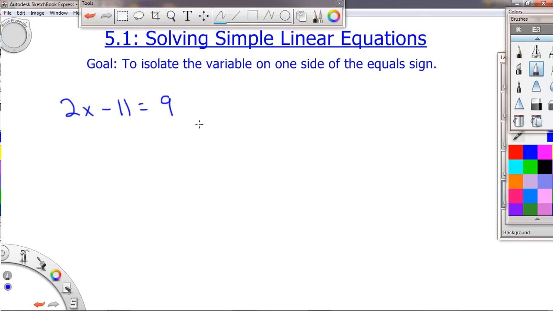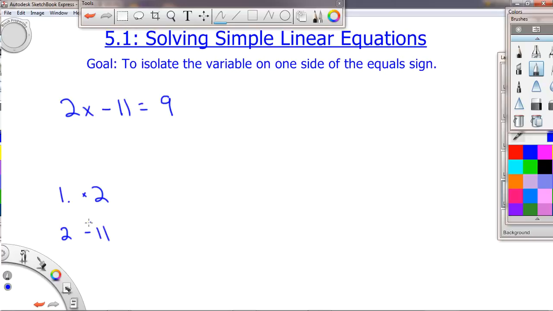Now here I've got two things going on with my x. First of all, x is being multiplied by 2. I'm going to write that down. The first thing that's happening to x by order of operations is x is being multiplied by 2. The second thing that's happening to x is, after it gets multiplied by 2, we're subtracting 11. Okay? Now we want to undo this. We want to get the x back to being by itself.